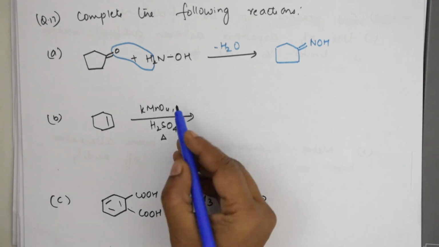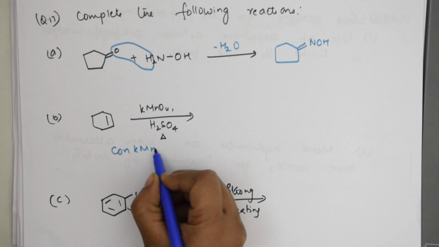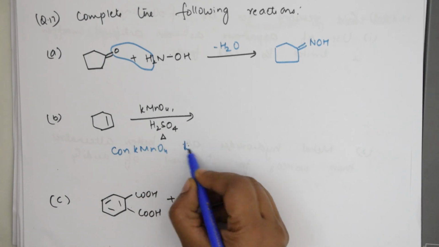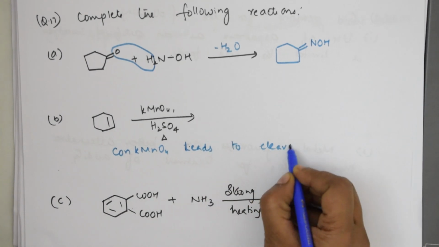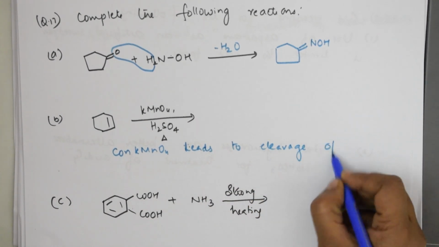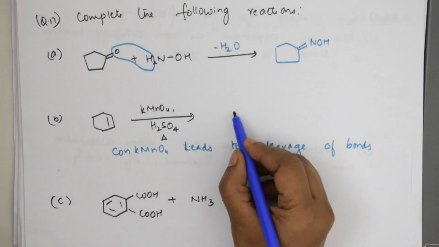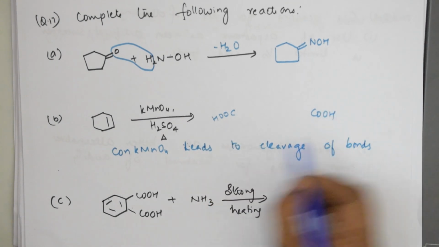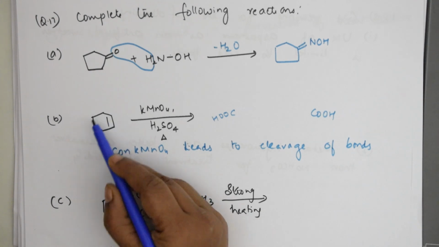So what is the role of KIO4 here? The acidified KIO4 leads to cleavage of bonds. Remember that. And it also acts as an oxidizing agent. So it's going to add COOH on one end, COOH on the other end. But how many carbons do we have here? You see here 1, 2, 3, 4, 5, 6, isn't it?